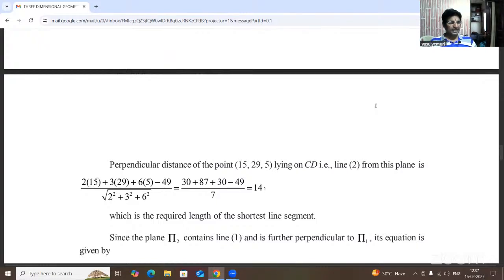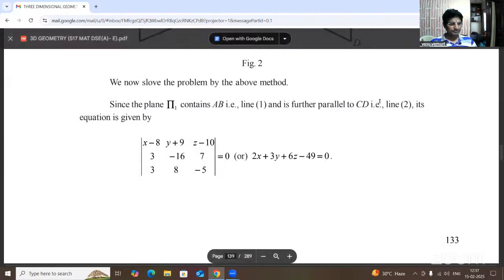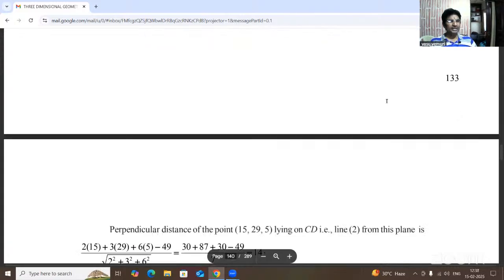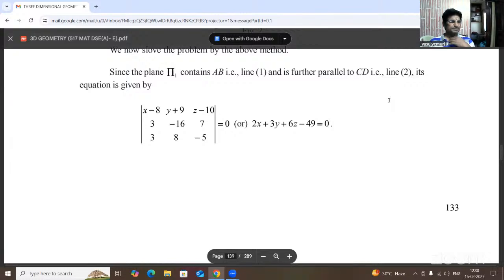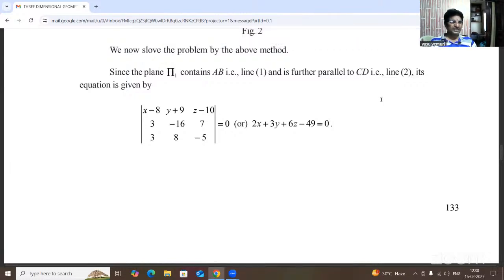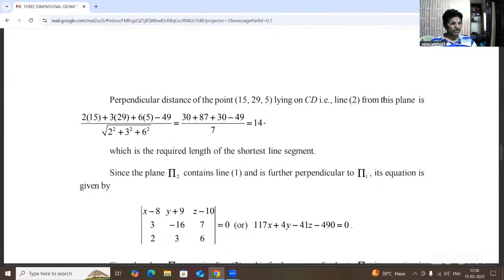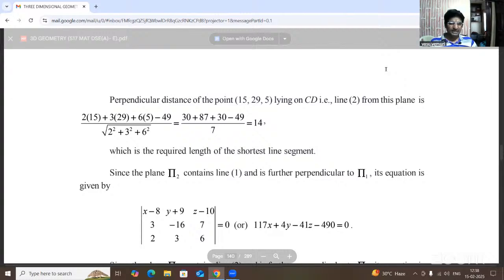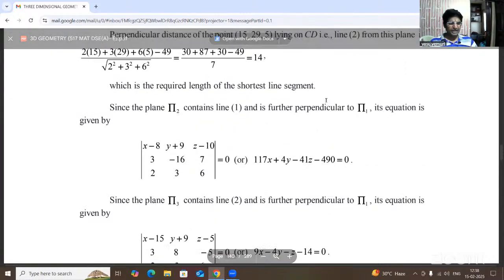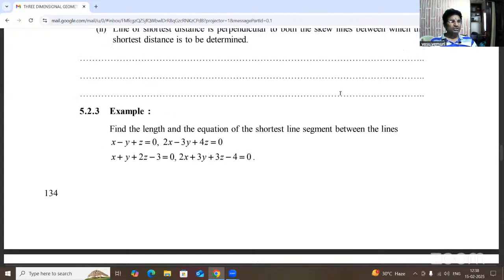So the perpendicular distance from the plane equation is the modulus of a x1 plus b y1 plus c z1 plus d, divided by the root of a square plus b square plus c square. Now from the plane equation, with the point 15, 29, 5, those values are substituted to give the distance. There are three methods to find the shortest line segment. Plane equations work in the same manner. Those are both symmetric lines. Now suppose both lines are given in non-symmetric form.